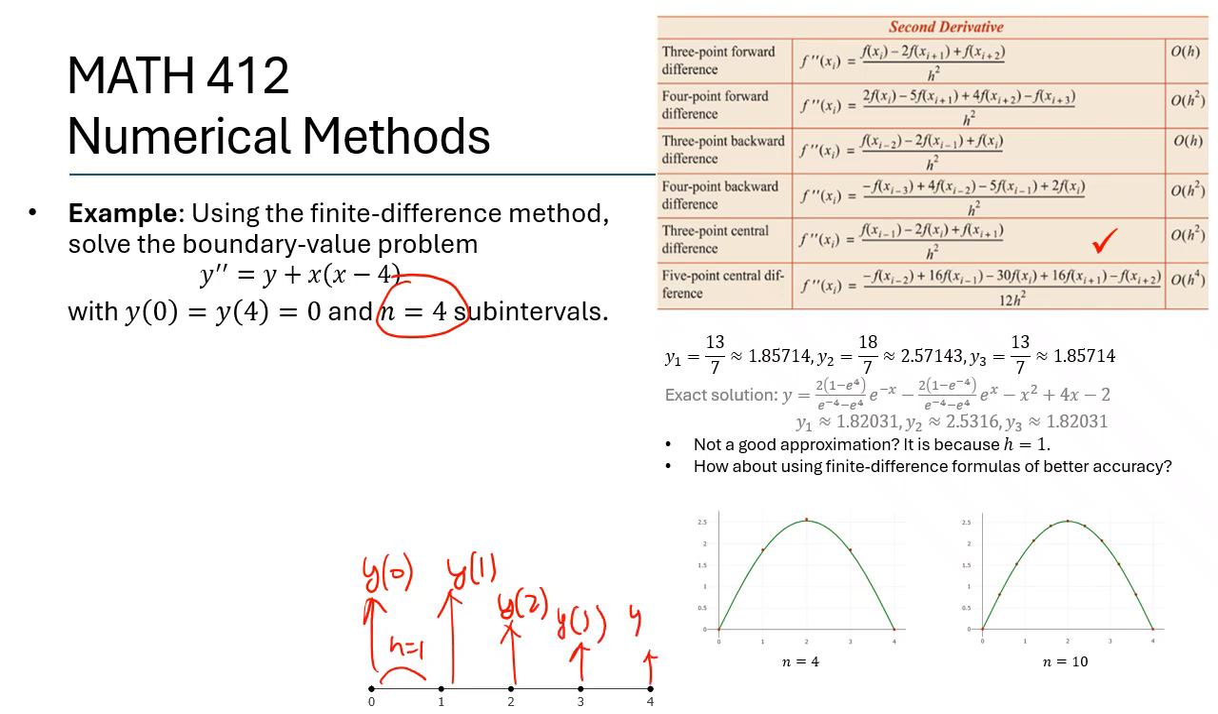But here, with our given boundary conditions, the two values are given, so of course we don't need to find them. So our purpose is to find the values of y at x is 1, y at x is 2, and x is 3. Okay, so we'll see how to do it.